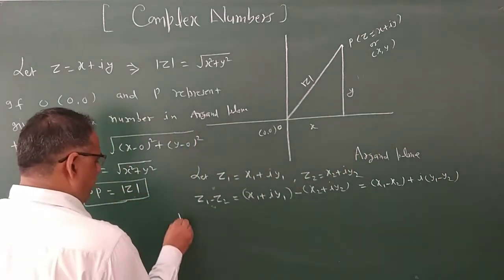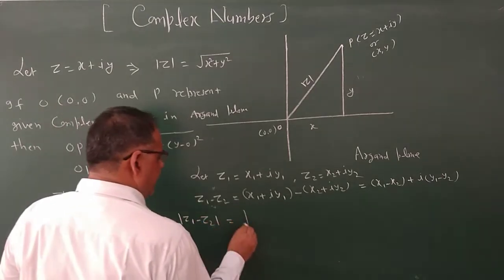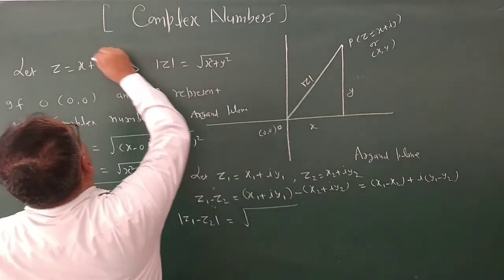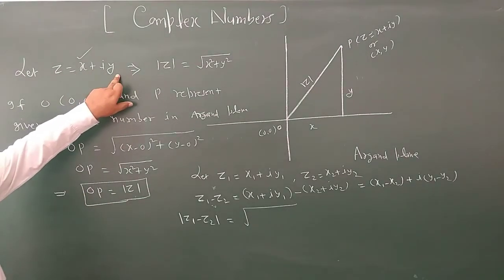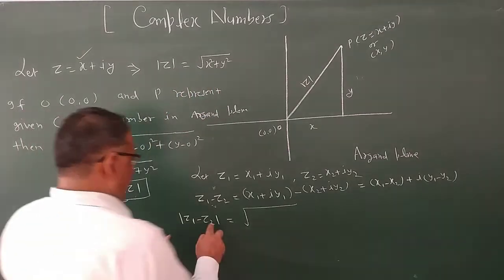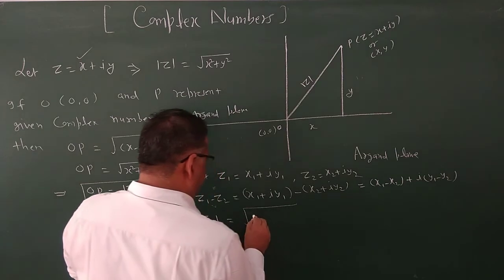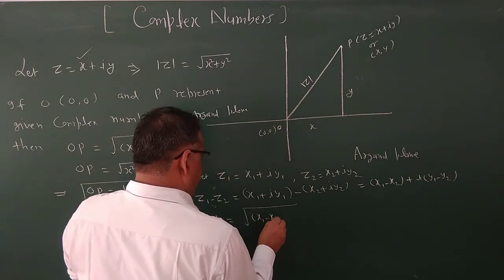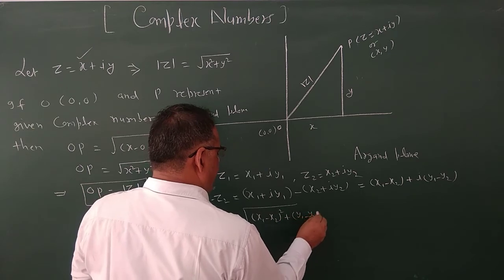Now the magnitude of z1 minus z2 is equal to, using again the modulus of a complex number: if z equals x plus iota y, then the magnitude of z equals the square root of x square plus y square. That means the magnitude of z1 minus z2 equals the square root of (x1 minus x2) square plus (y1 minus y2) square.